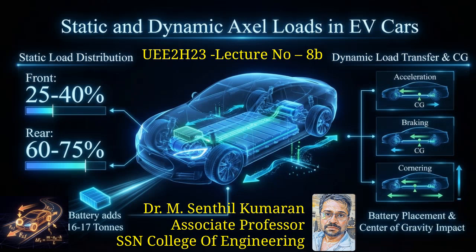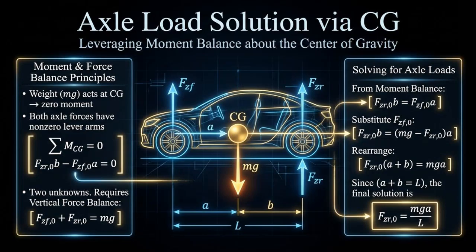This transfer changes tire grip, traction limits, braking capacity, and stability, making load transfer the foundation for vehicle performance, safety, and control, especially critical for high-torque electric vehicles. Axle loads can also be solved by taking moments about the center of gravity. For a moment balance, the rear axle force times distance B equals the front axle force times distance A. This gives the relation FZR0 times B equals FZF0 times A.